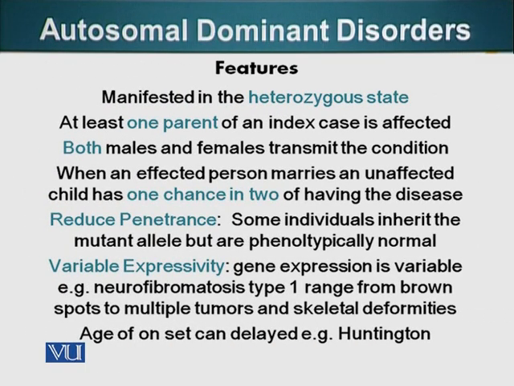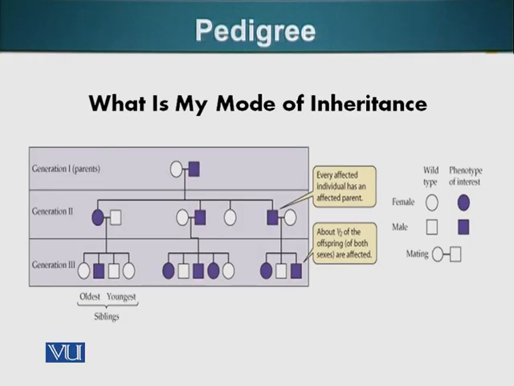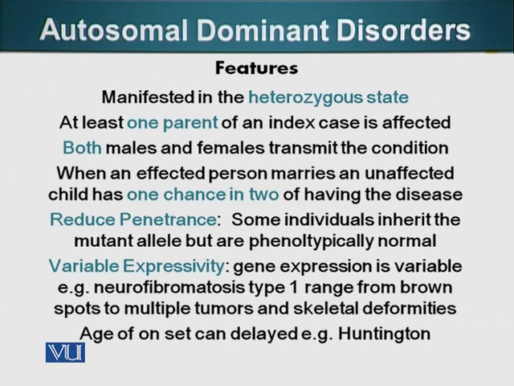So here are the major features of autosomal dominant disorders. This kind of disease can appear in the heterozygous state. At least one parent of an index case is affected. Here is our previous slide. You can see one parent is affected. Both males and females can transmit the condition. I showed you that in the previous slide; you can look at it at your leisure. When an affected person marries an unaffected person, the probability of having the disease is at minimum 1 in 2, a 50% chance.